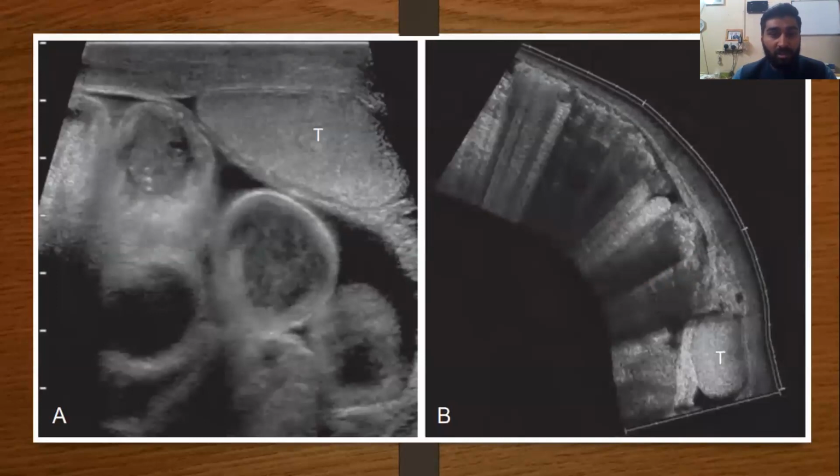In image A, you can see the testes and the bowel loops in the scrotal sac. And image B is the panoramic view of the inguinoscrotal hernia.